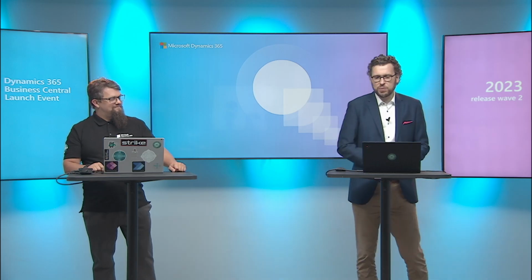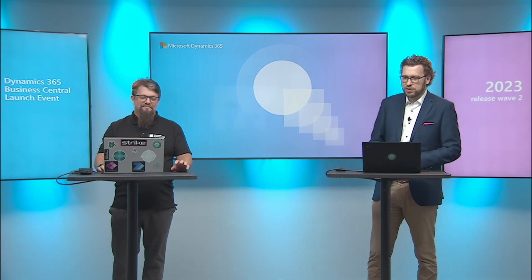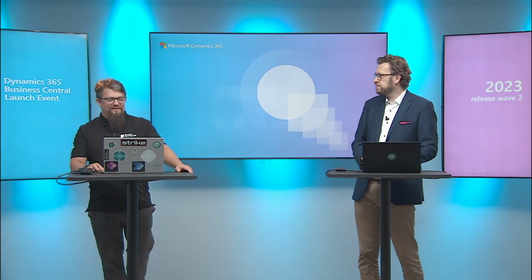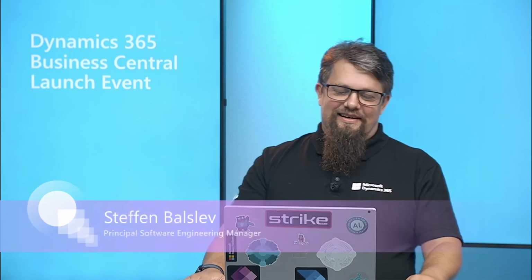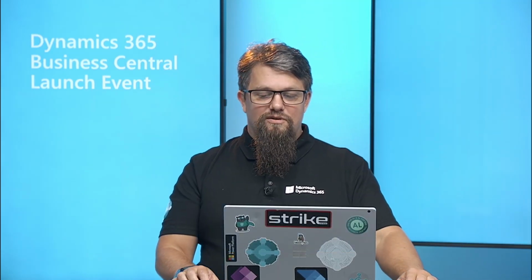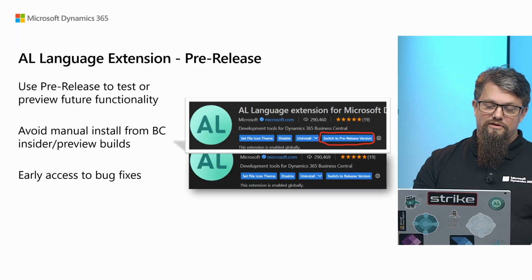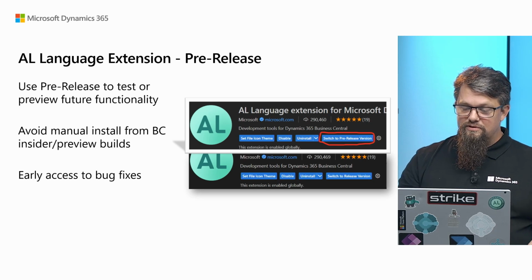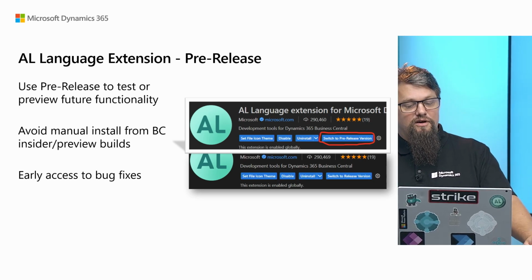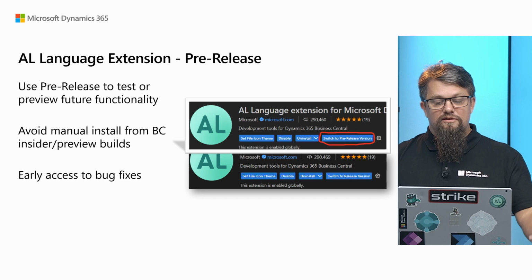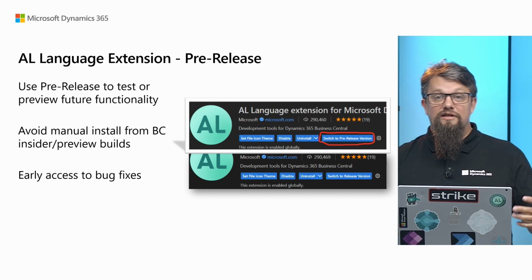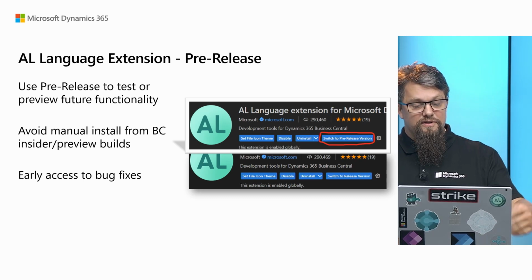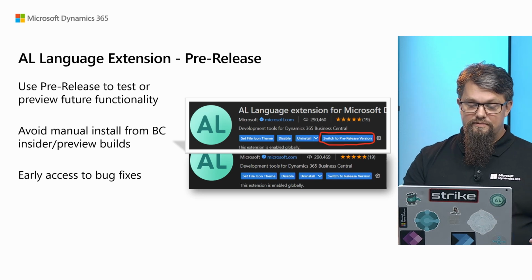Please tell us more about the new scenarios in our Visual Studio Code extension. Yes, let's talk about that one first. When you install the AL language extension, you now have the option to install or switch to a pre-release version. With the pre-release, you get early access to bug fixes, previews, and future functionality. You can also use the pre-release as an alternative to unpacking and manually installing the AL language extension from Business Central Insider or preview builds.